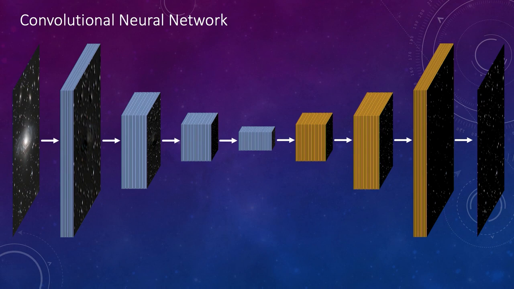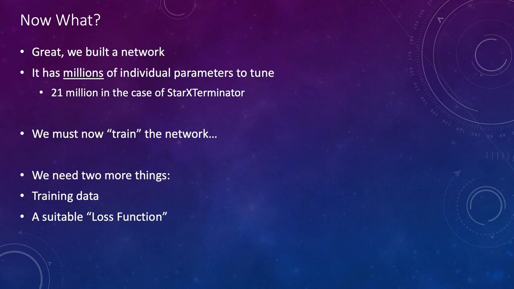But, okay, so we've built a network, and I said we didn't pick any of the parameter values. In fact, we start off the network with random numbers in those parameters. All the kernels, all the thresholds, random numbers. And it has, all told, millions of parameters to adjust. In the case of Star Exterminator, it's 21 million individual parameters to tune. StarNet plus had 54 million. StarNet V2 has 30 million. Noise Exterminator has 24 million. Topaz Denoise has 14 million. All have to be individually adjusted. All have to be tuned to do a specific task.